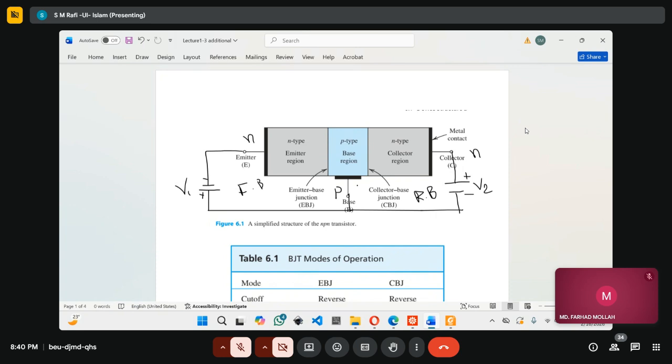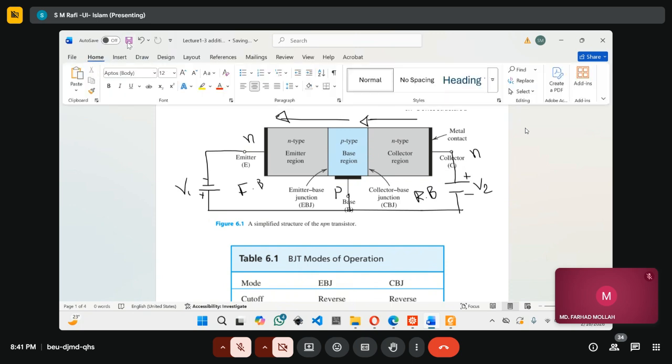Probably you have learned about it in a previous semester. So what is the impact of this forward bias? Since it is in forward bias, current will flow from P to N type, in this direction. And since the other junction is in reverse bias, generally the current should flow from P to N type, but it is reverse biased, so the current will flow in this direction.